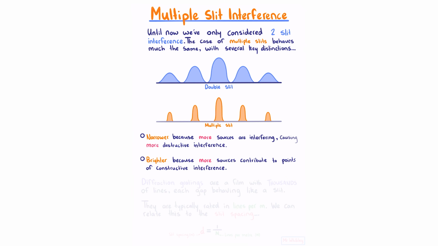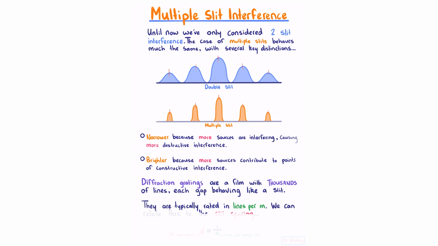So for example, for a double slit, we would only have two sources letting in light to form this here, whereas for our multiple slit, each additional source means more light. So we only have two sources contributing to our peaks here, whereas we have more sources contributing to our peaks here. More sources, more light. One example of multiple slit interference is when using a diffraction grating, which is a film with thousands of lines, where each gap behaves like a slit. They are typically rated in lines per meter, where we can relate this to the slit spacing, as the slit spacing is 1 over the lines per meter.